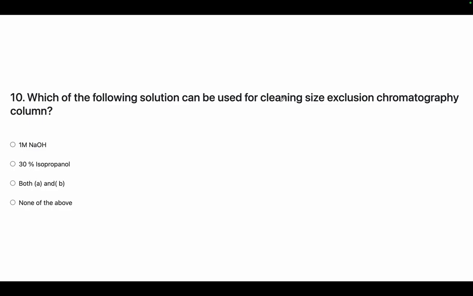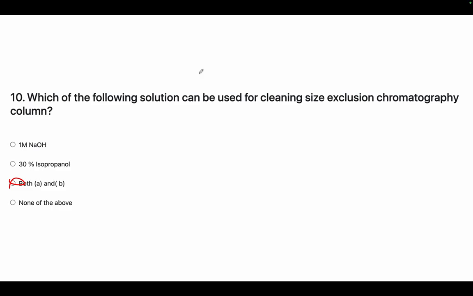So when we clean the SEC column, what we do is pass some fairly harsh solutions to denature any proteins or anything else which is stuck inside the column. Usually we use solutions like 1 molar NaOH and 30% isopropanol and pass them through the column so that anything which is stuck inside the column can get denatured and come out.